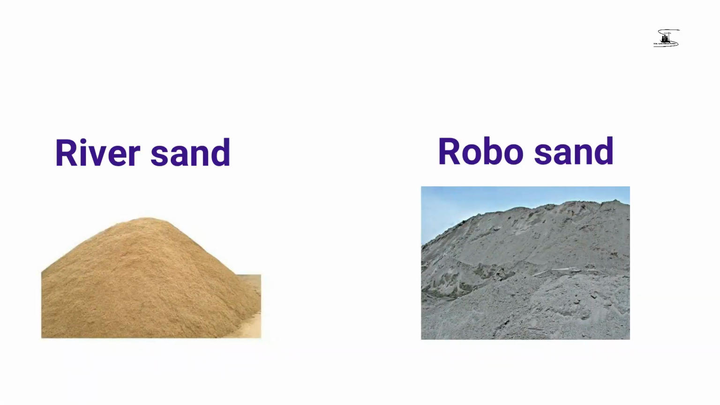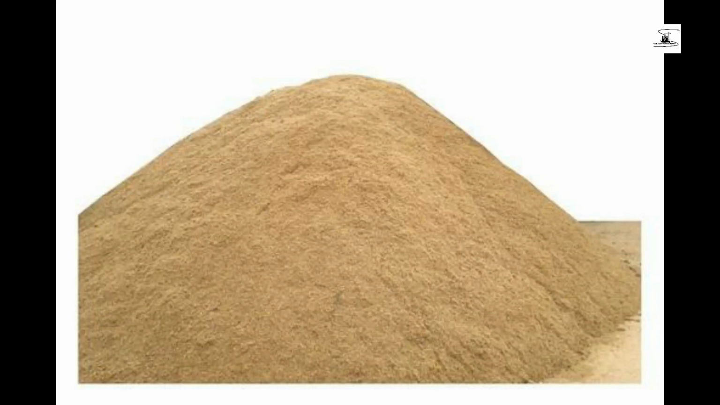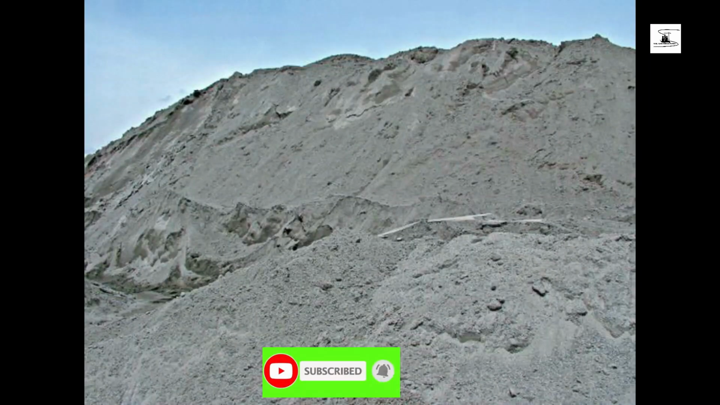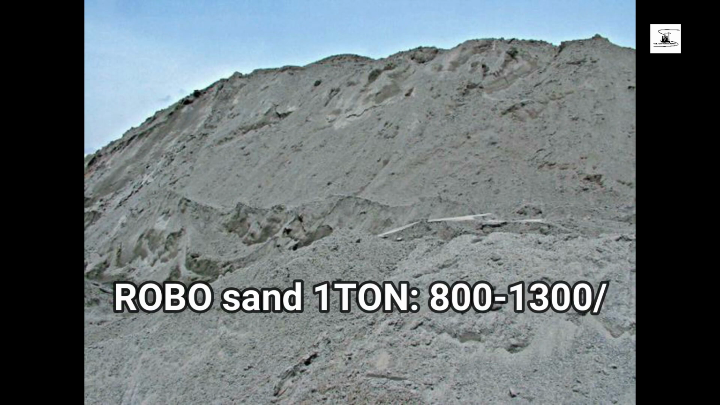And here you can see the two types of sand, river sand and robo sand. River sand is the cost of 1 ton 1800 to 2500, with metro cities also, and robo sand cost 1 ton is 800 to 1300 rupees.